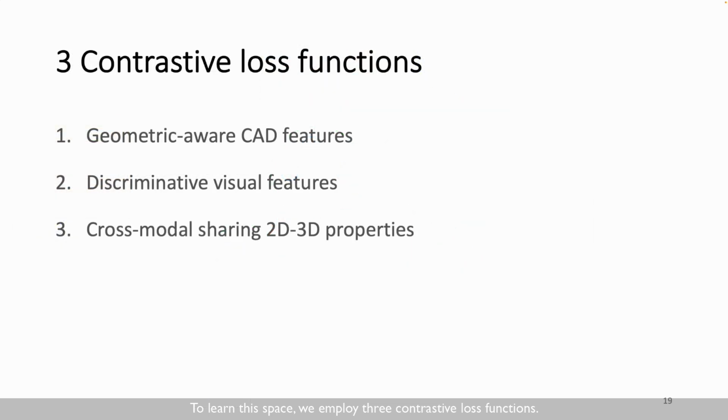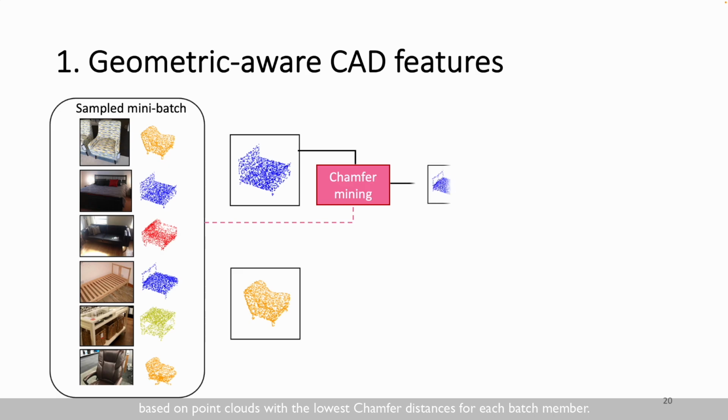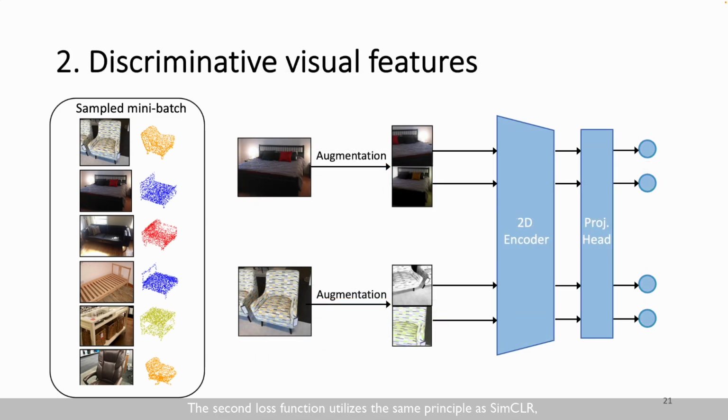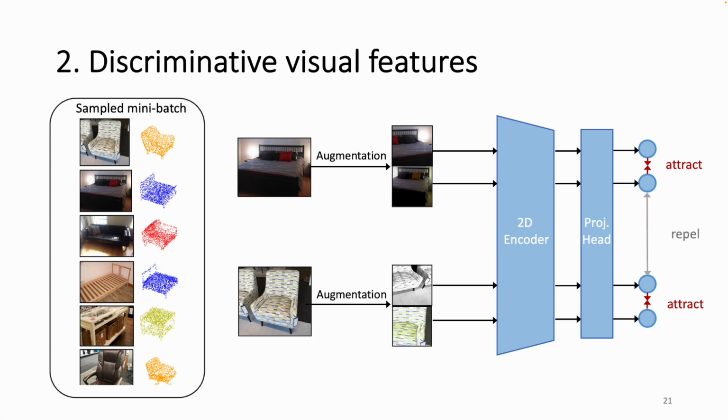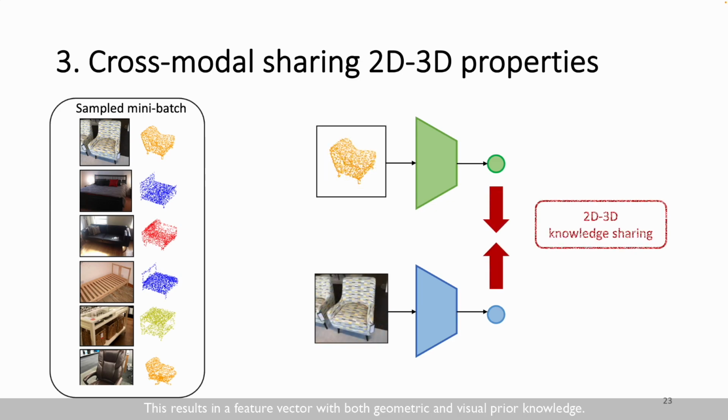To learn this space, we employ 3 contrastive loss functions. The first loss constructs a geometric-aware space by selecting positives based on point clouds with the lowest chamfer distances for each batch member. The second loss function utilizes the same principle as SimCLR, aiming to learn useful visual representation between different augmentations of images. Finally, the last loss function aligns the features from the first 2 losses, combining both 2D and 3D information. This results in a feature vector with both geometric and visual prior knowledge.